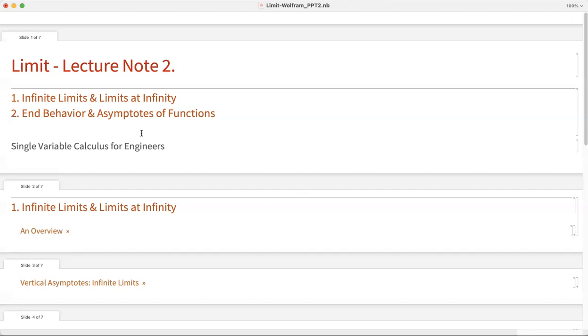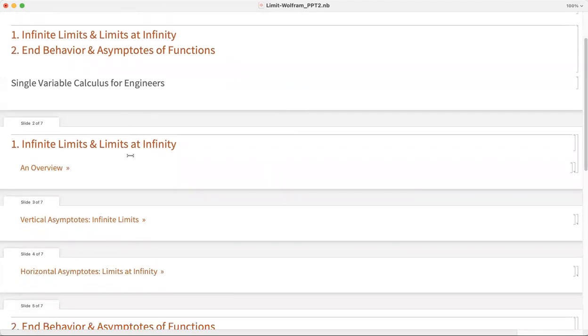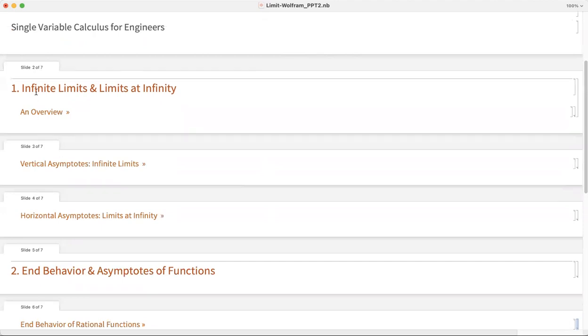To figure out the end behavior and the asymptotes of functions, you need to know the infinite limits and the limits at infinity. An infinite limit is when the limit of a function as x approaches a finite number a equals infinity or negative infinity. It means f of x goes to infinity or negative infinity as x approaches a. And then a can also be infinity or negative infinity. That is called an infinite limit at infinity.